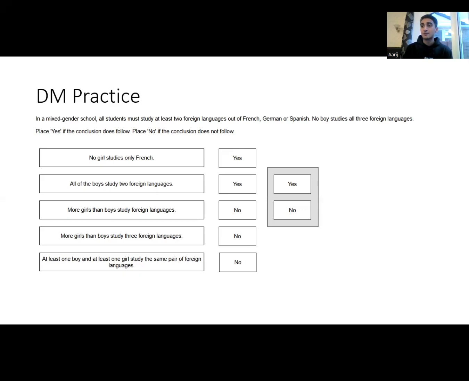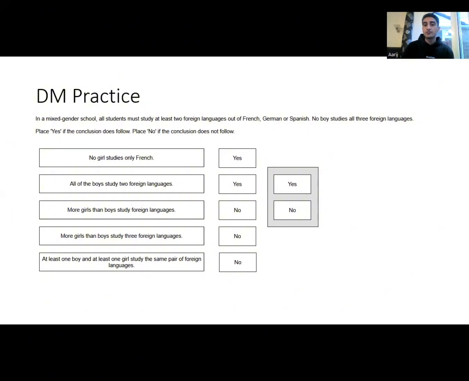Moving on to the third statement, we have more girls than boys study foreign languages. This one is dead easy. Even in the stem of the question, we've not been given any information with regards to the numbers or the ratio between the girls and the boys. So for this one, it's just no.